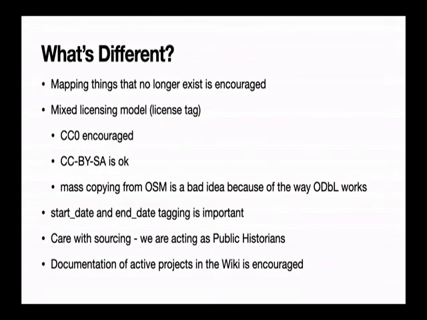So what are the things that are different? Well, if any of you have watched a discussion of what kinds of historical things are okay to map in OpenStreetMap, you've probably gotten really tired of them. In OHM, mapping things that no longer exist is encouraged. Now, it's not Open Fiction Map. They should be things that have existed, but if there are no traces of it, that's okay.